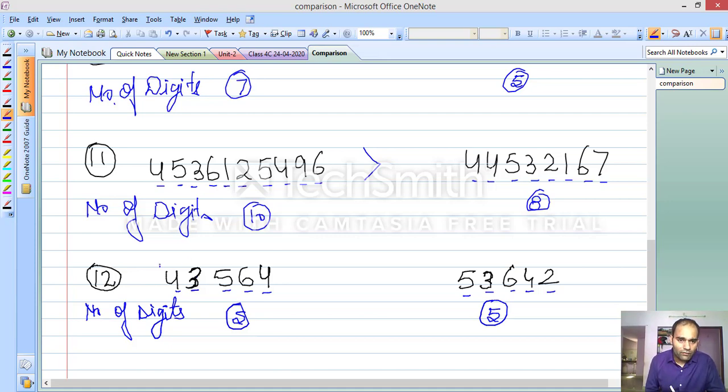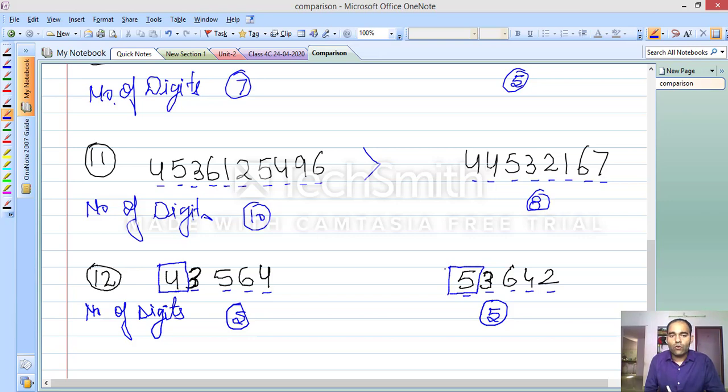Okay, first we will compare this side and this. Which one is greater? 5 is greater. The number of digits is the same in both. This number has 5 digits, this number has 5 digits. So then we have to compare the digits. Okay, so we will start from the left hand side.